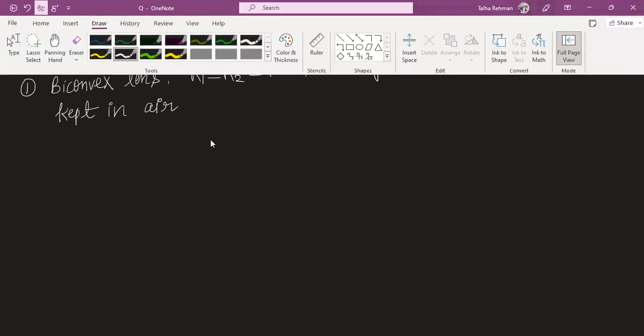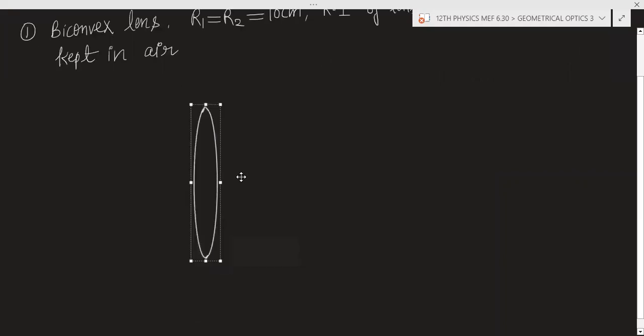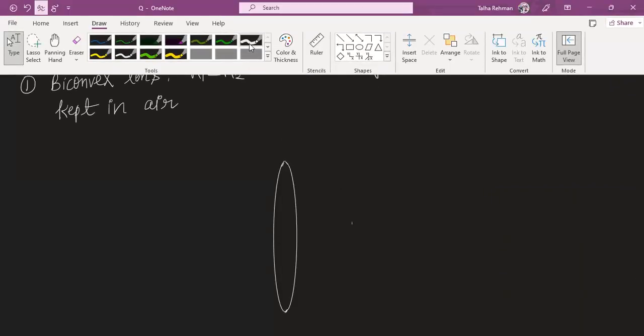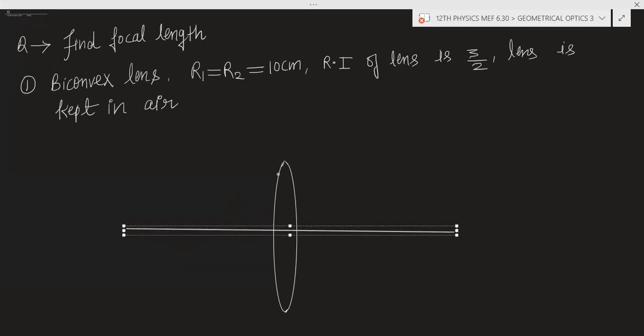So there is a biconvex lens. This type of lens is there, and this is known as the biconvex lens because there are two convex surfaces. That is why this is known as biconvex lens. So the first radius is of this surface. Suppose this is the center 1. So this will be R1. Suppose this is center 2. So this will be R2.